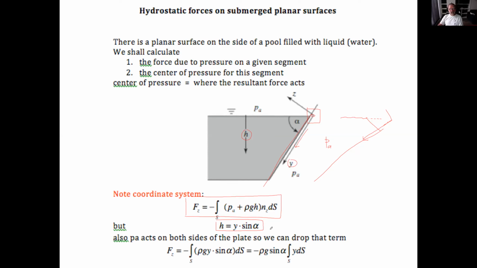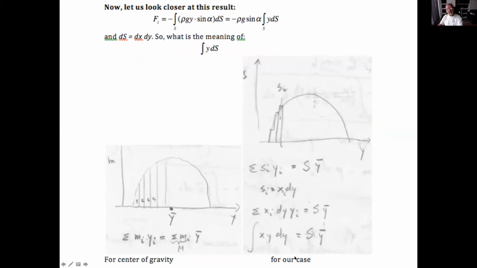Okay, so Fz, the force, is going to be pressure, and at this point I took out the PA because of that story, the PA also acts outside. Okay, I lost the subscript. And therefore, it's going to be rho g y sine alpha dS. Why are we doing it this way? Because dS is actually dx dy. Okay, so nothing has changed here, nothing interesting.